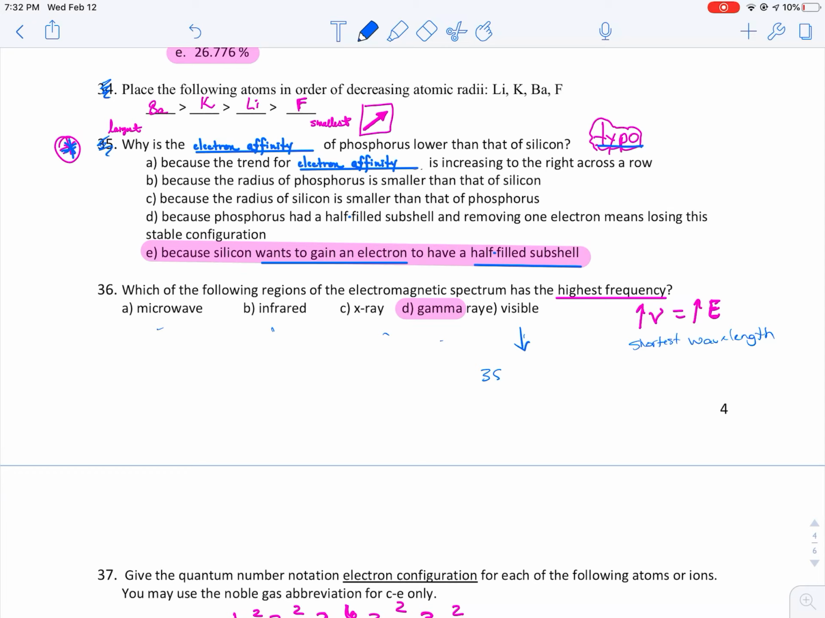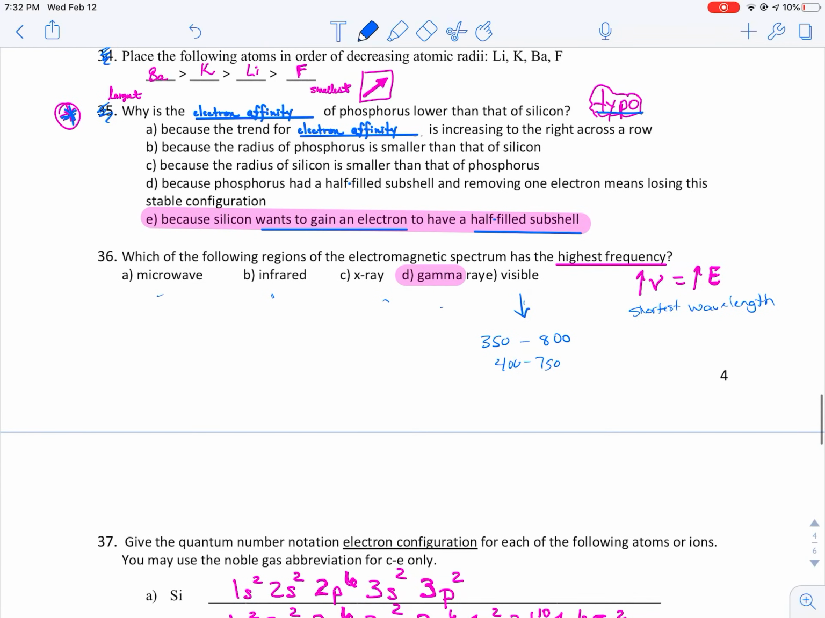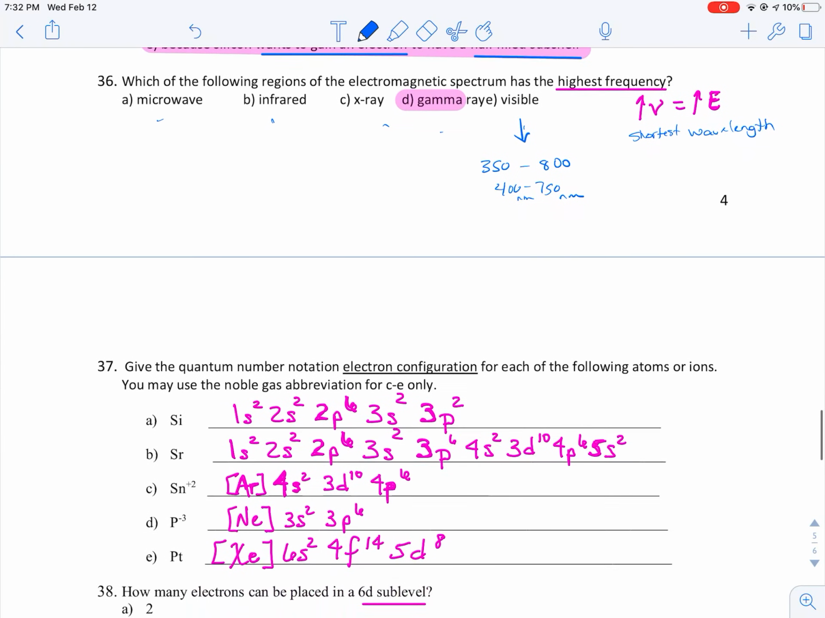You should probably know the visible range too. That range varies. People would say 350 to, I don't know, that's probably the max of the range. Most people can probably see more like in that range. And this is all in nanometers.